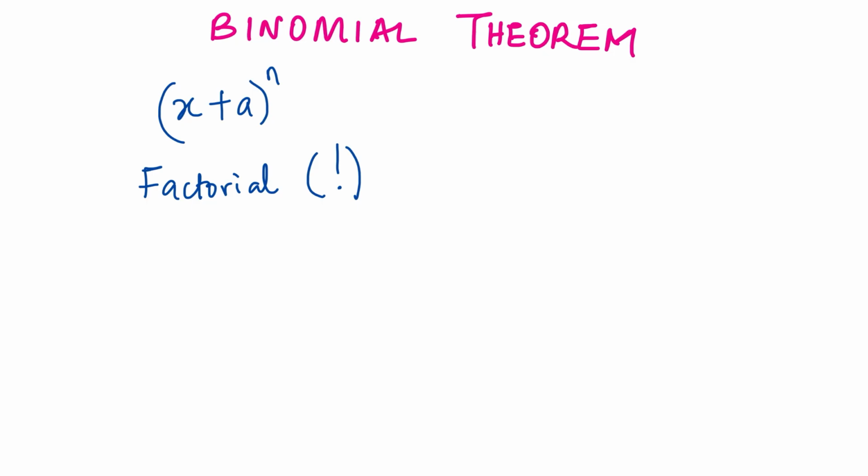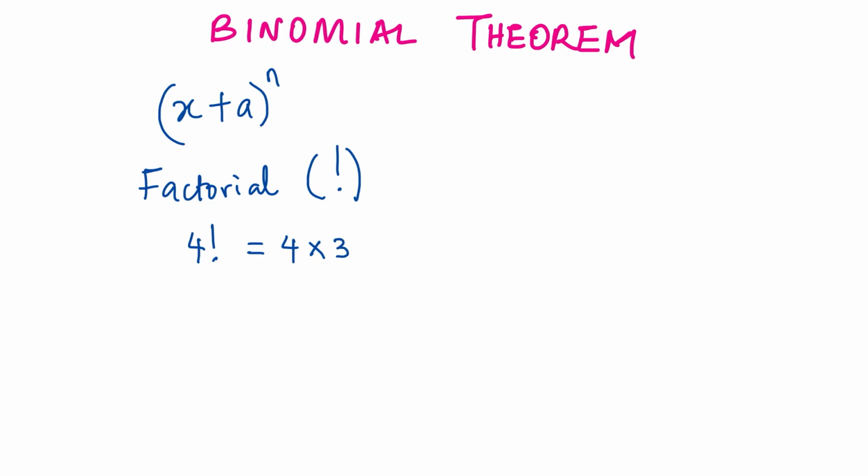If I say 4 factorial, what I mean is 4 times the number less than 4, which is 3, times the number less than 3, which is 2, all the way to 1. So 4 factorial is 4 times 3 times 2 times 1. 4 times 3 is 12, 12 times 2 is 24, 24 times 1 is 24.